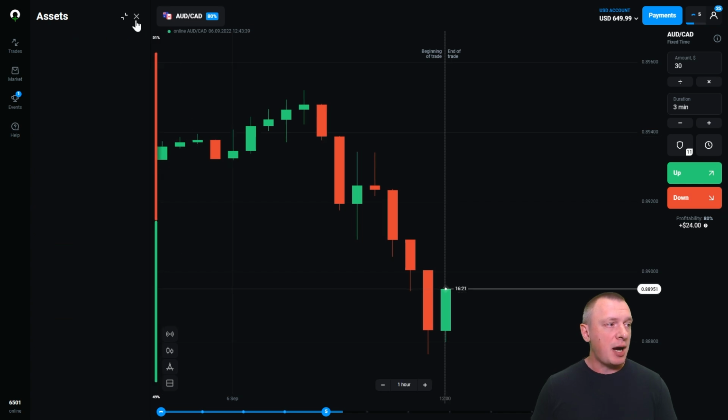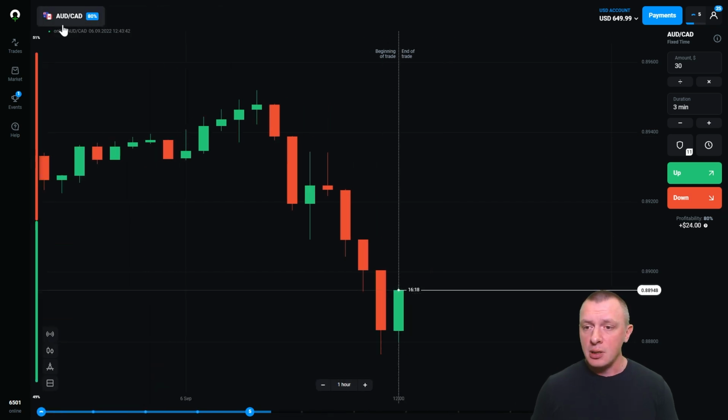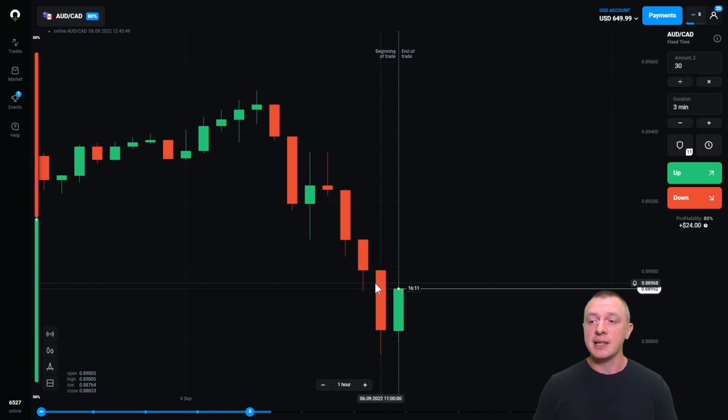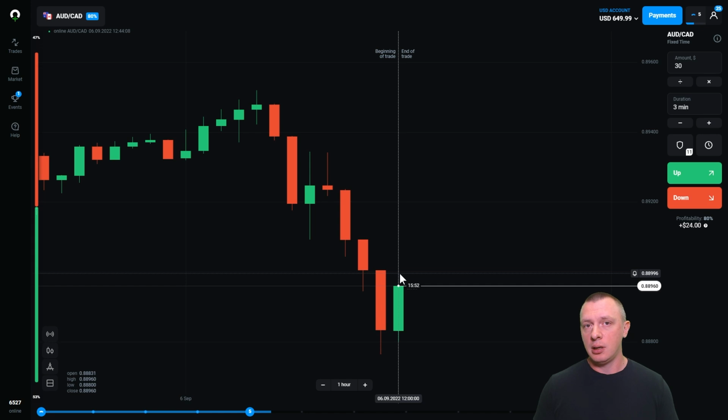And you may see, my friends, this is the cross course, Australian dollar versus Canadian dollar. And here you see that after the bearish trend, right now we see that a bullish engulfing pattern started forming. So what is the mistake? A professional trader will always wait till this pattern is completed till the end.